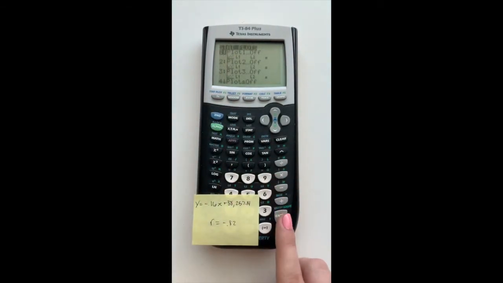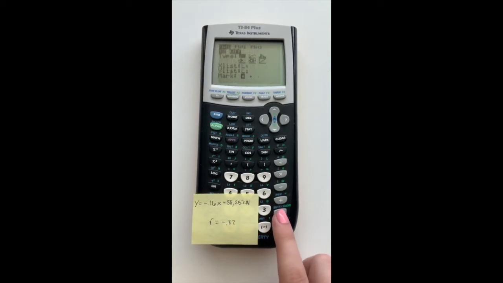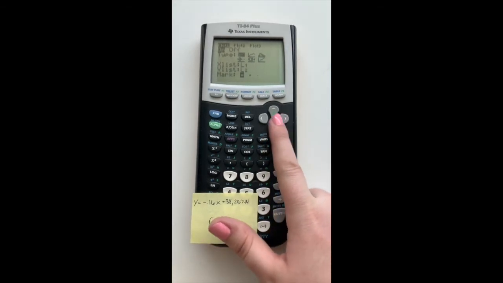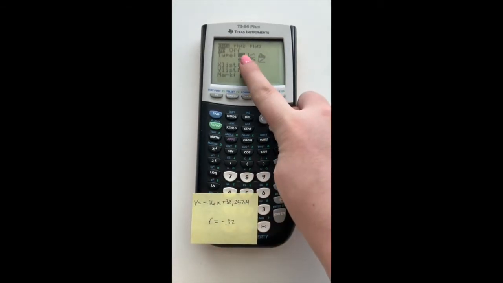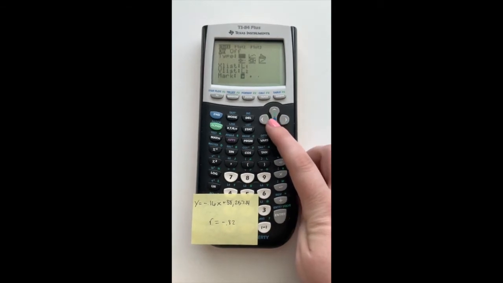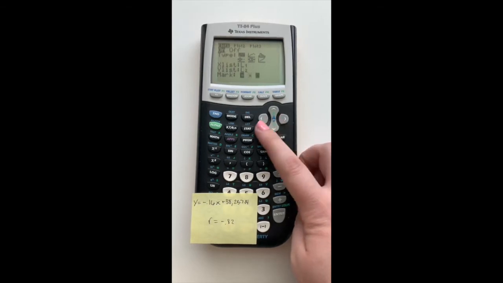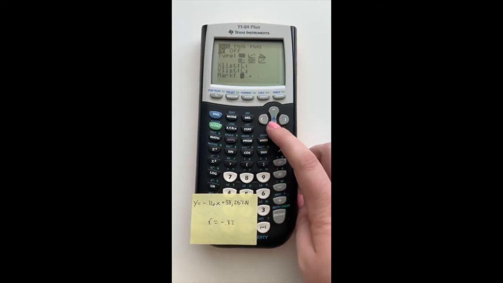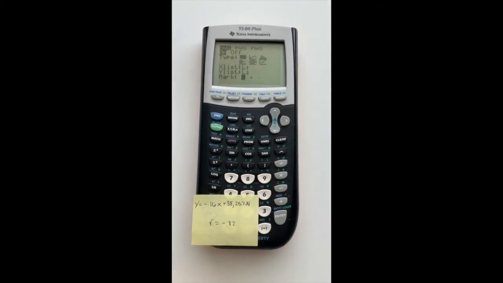That's what I want. I'm going to use the first one. I'm going to hit enter to select that. I'm going to turn it on by hitting enter. I'm going to go down. If you don't have this first graph option selected, that's the one you'll need to pick. Then I have my X list in L1, my Y list in L2, and then you can choose which kind of dot you'd like to use to show you the scatter plots on your graph.